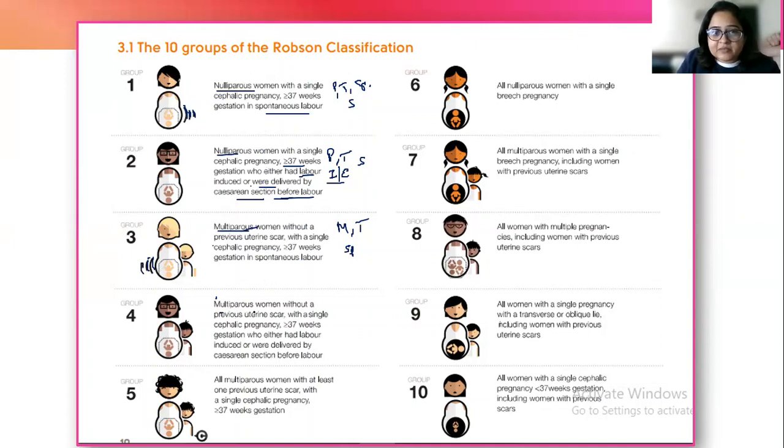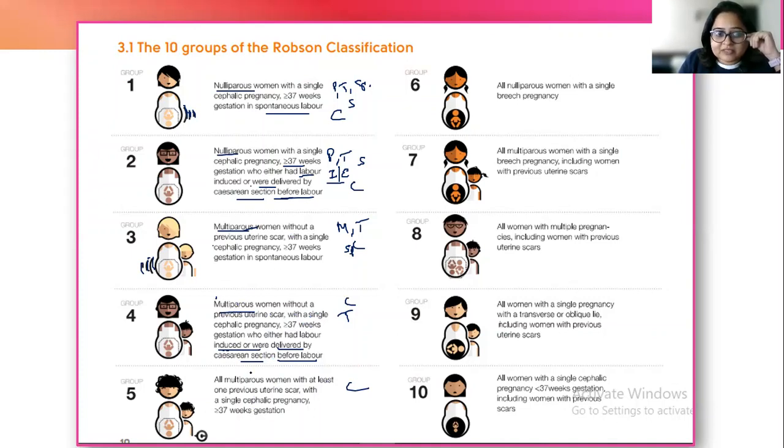Number 4, again a multiparous woman without a scar, with a single baby in cephalic presentation. Remember, these are all cephalic presentations. So the single cephalic pregnancy is at term, but she is not in spontaneous labor. She is induced, or has a cesarean section before the onset of labor. So this is 1, 2, 3, 4.